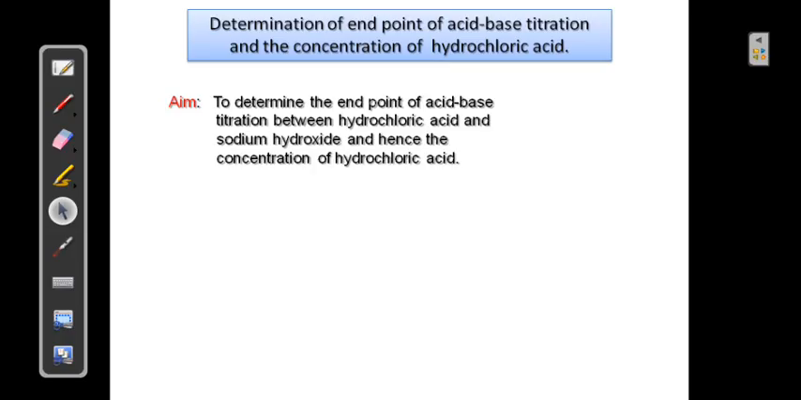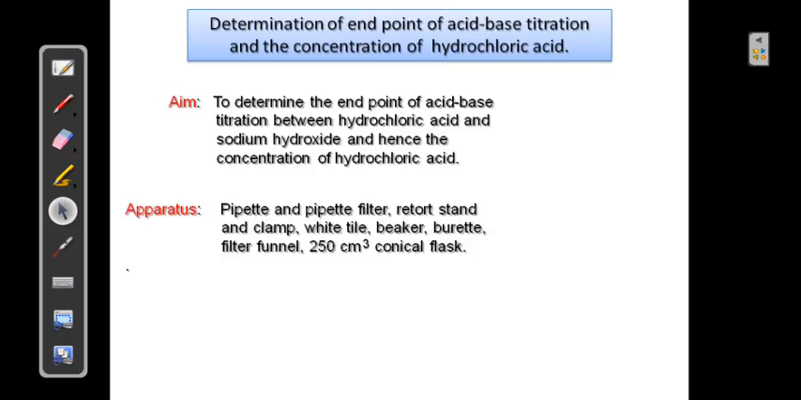So the apparatus: you need a pipette, a pipette filler, a retort stand and clamp, a white tile, a beaker, a burette, a filter funnel, and a 250 cubic centimeter conical flask. So you see, everything is a fixed amount, fixed volume.